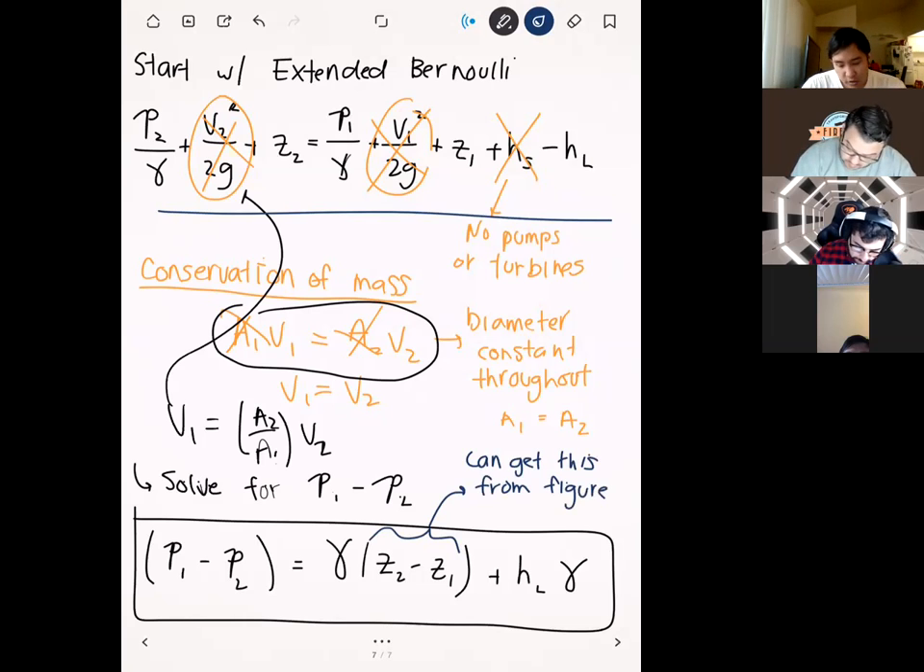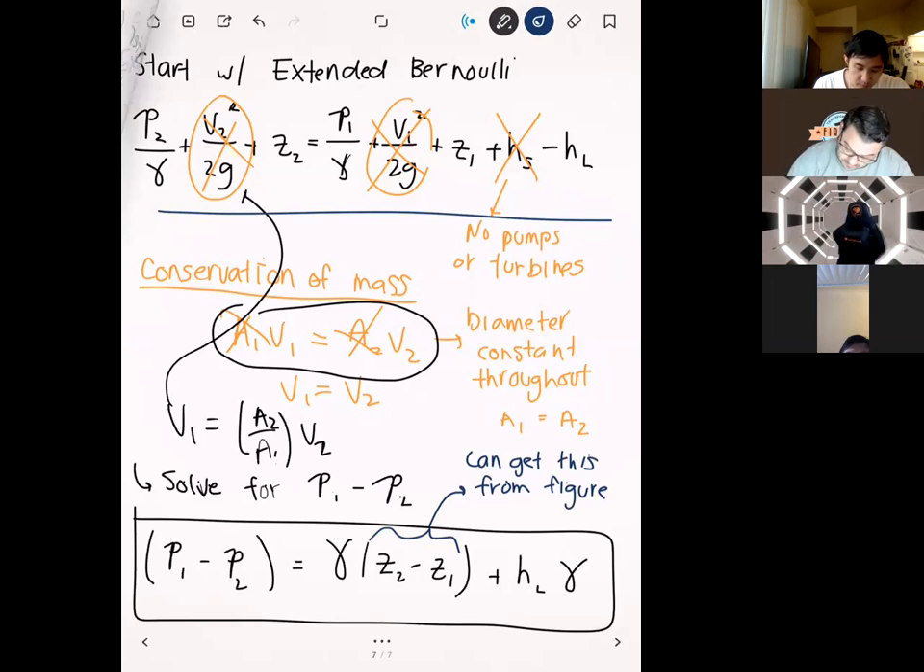Now we just need to determine everything on the right side of this equation. The first thing that we come across is gamma. We know gamma since we know the density and we know gravity. The other thing that we know is Z2 minus Z1, which is simply the height difference between the outlet and the inlet, and we can obtain that just from our figure.